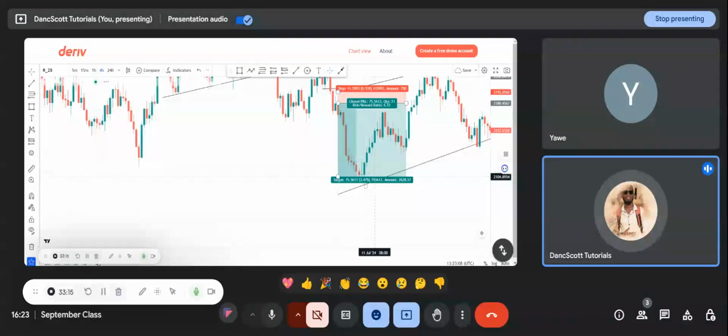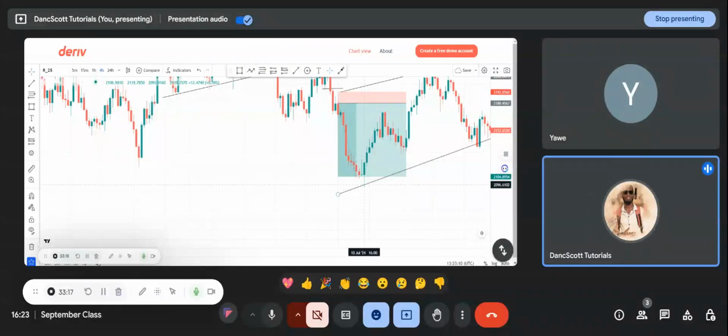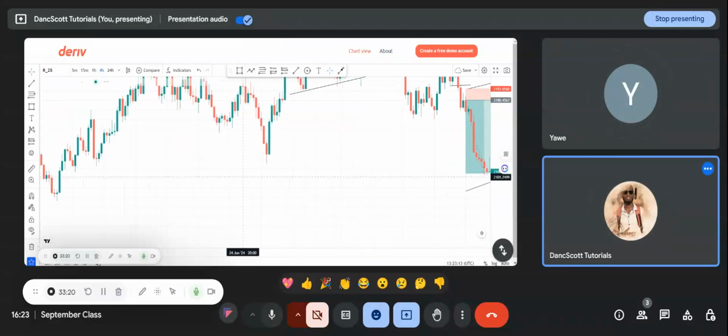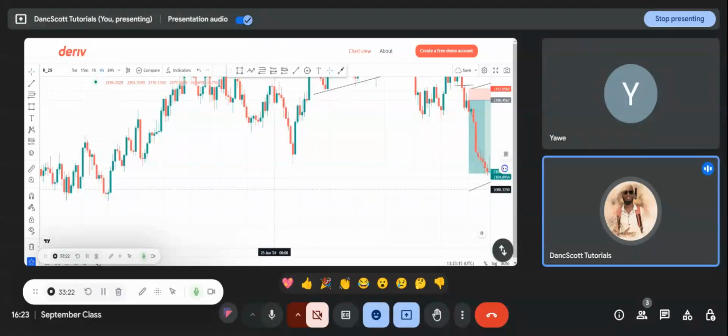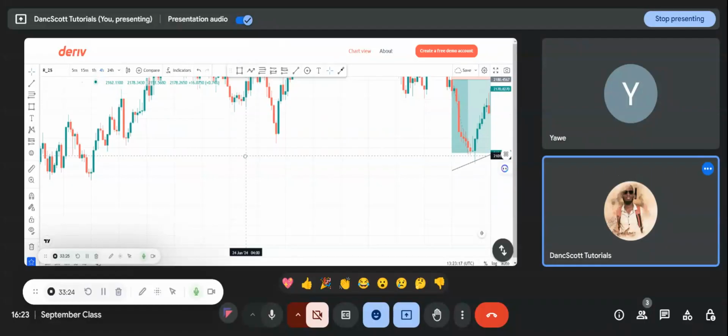And looking from the left where this point reacted from, you would actually find that it was an order block, and indeed it was an order block. Look at that. It was a fair value gap on H4.